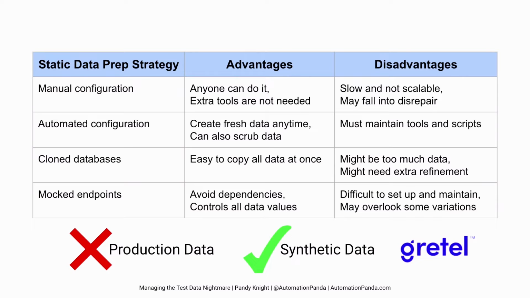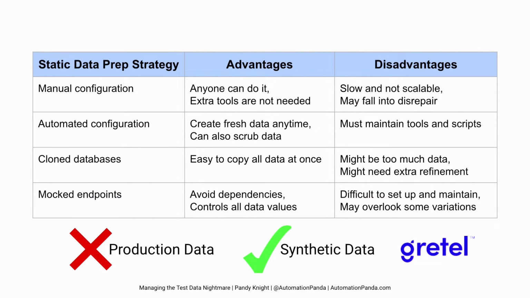Many times, we want to use production data or production-like data in our systems to mirror the real world. Unfortunately, production data has personally identifiable information in it. It's not easy or safe to share, and many things like credit card numbers and social security numbers must be kept private.